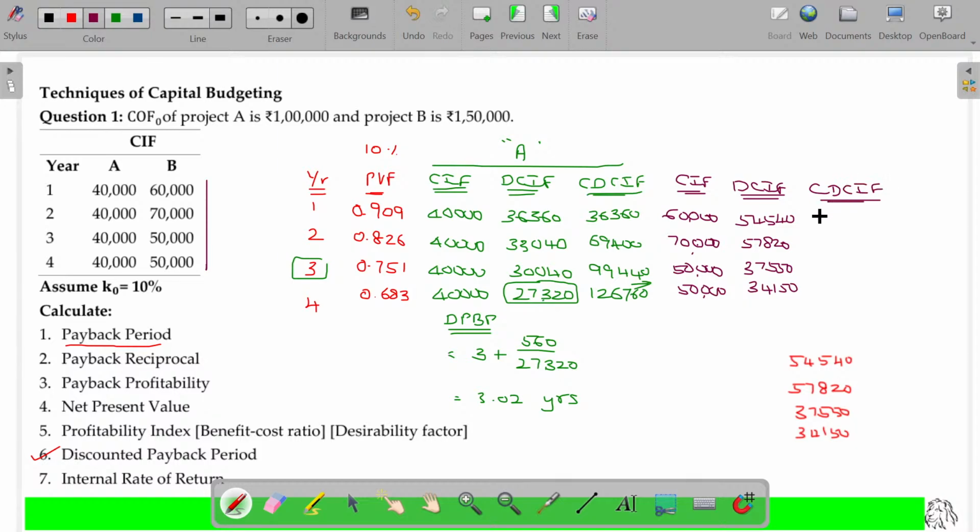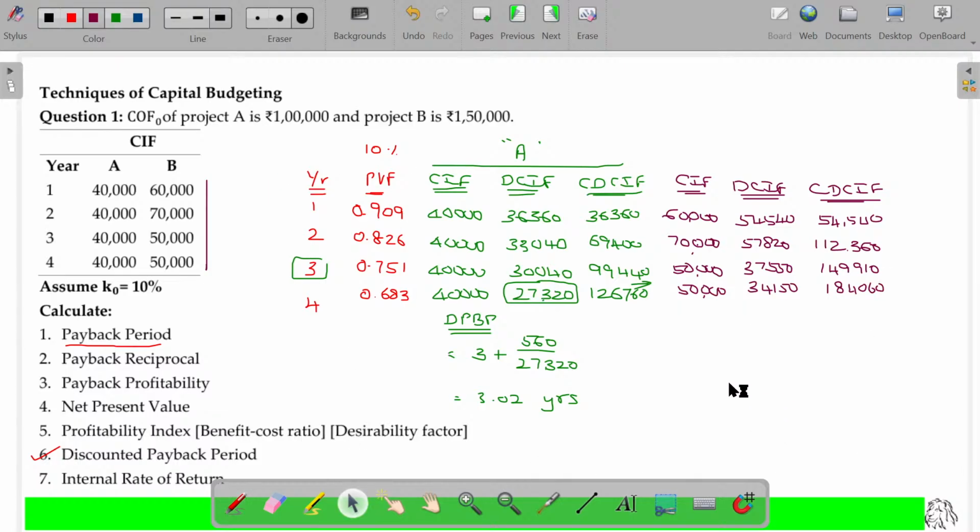Yes, very first year I am getting 54,540. Second year how much am I getting? 1,12,360. Then 1,49,910. Then 1,84,060.